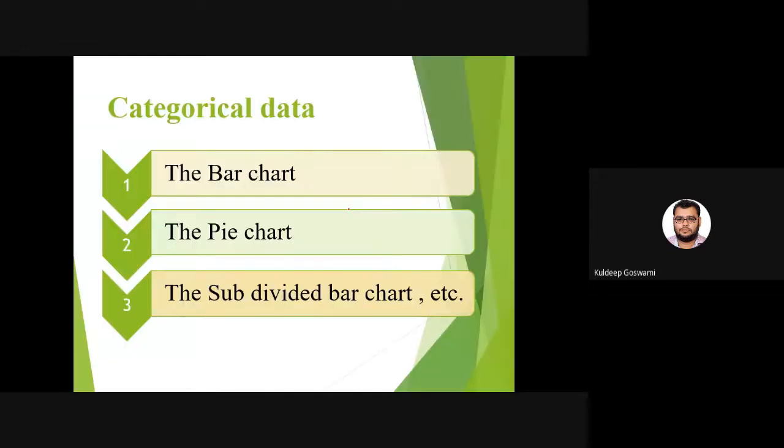Okay. For categorical data, we have bar chart, or subdivided bar chart, or sometimes it is called multiple bar chart. Okay.